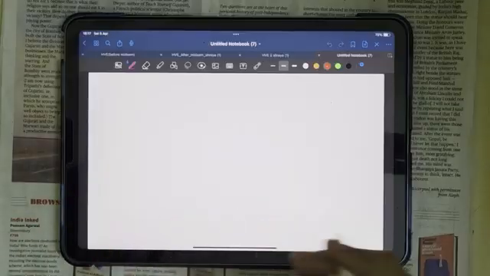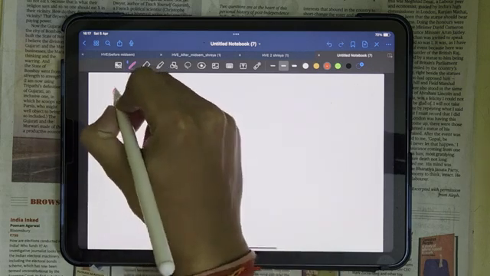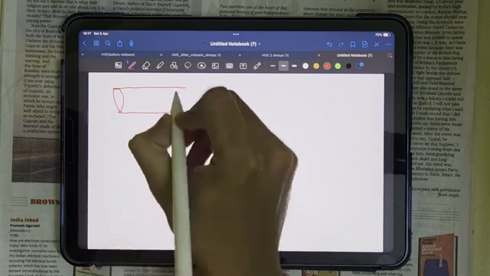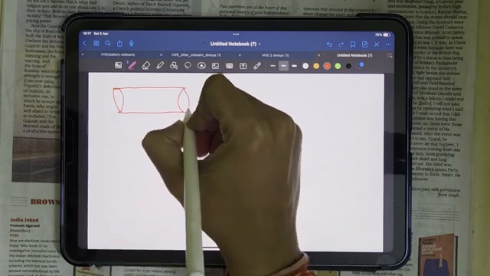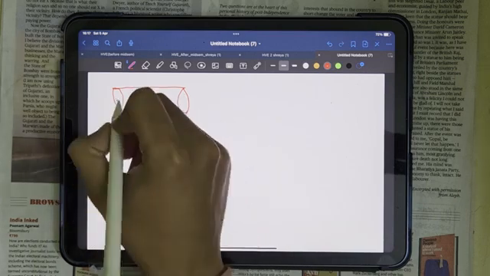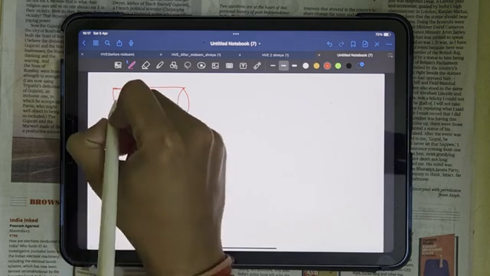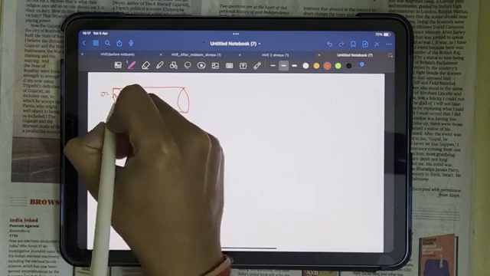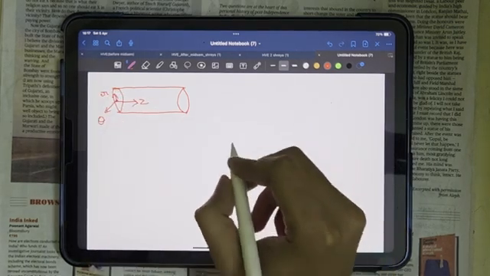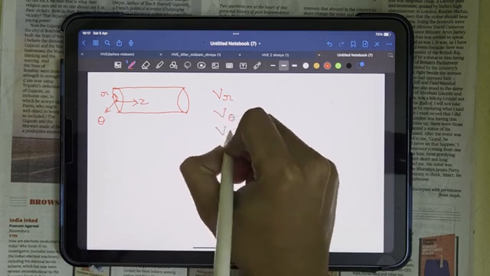Okay. As we saw the problem, first we will draw a diagram of the horizontal tube. We will take a center at this point, and first we will specify our directions. This is the z direction, this will be our r direction, and this will be our theta direction. So first we will talk about the velocities. We can have velocity as Vr, V theta, and Vz.